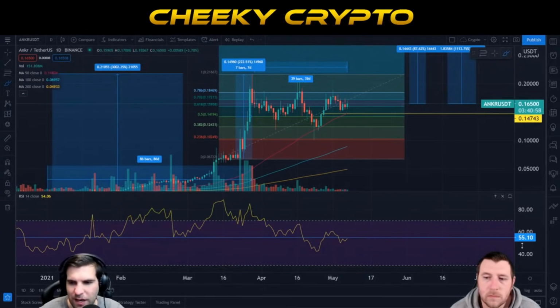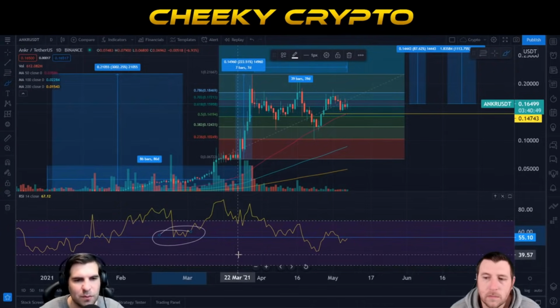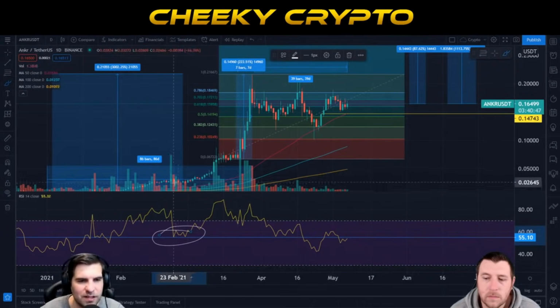We can also see that we have a 55.1 line on our relative strength index. This is the area that we bounced from before we had that 7-day run that saw significant gains with ANKR. In fact, it actually runs a little bit lower when we were down here on the chart.